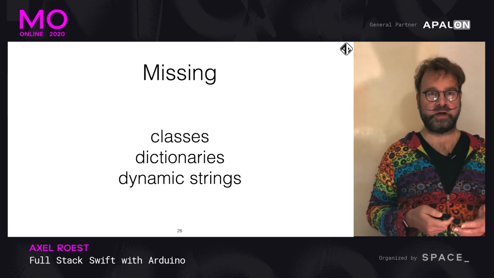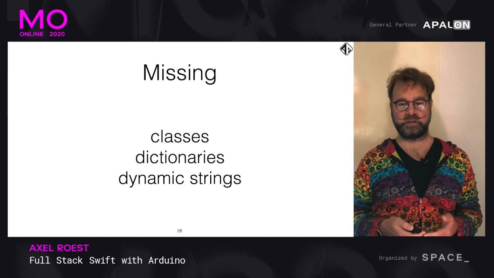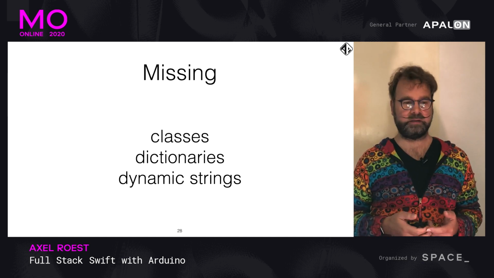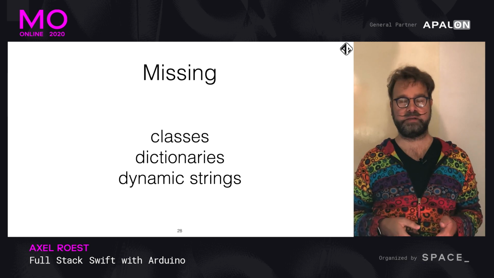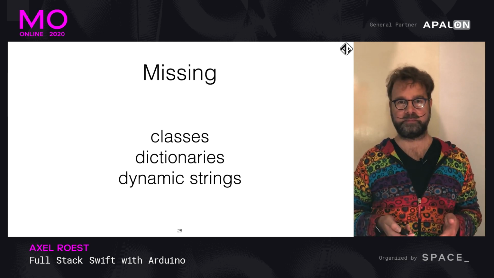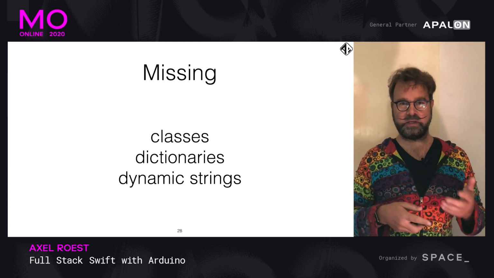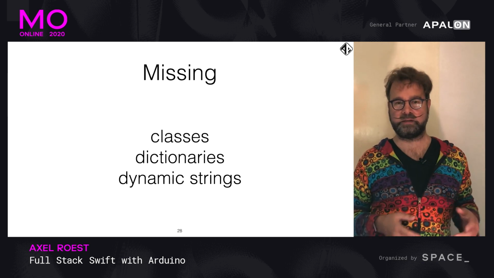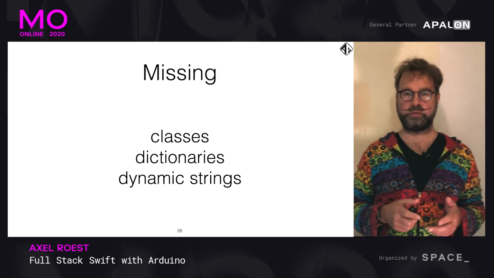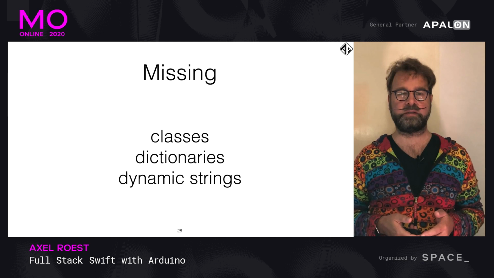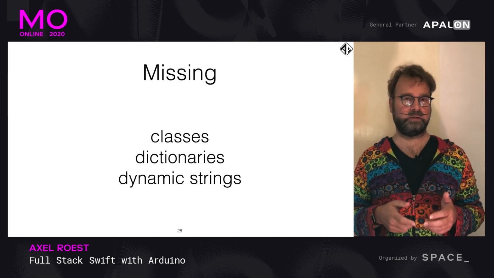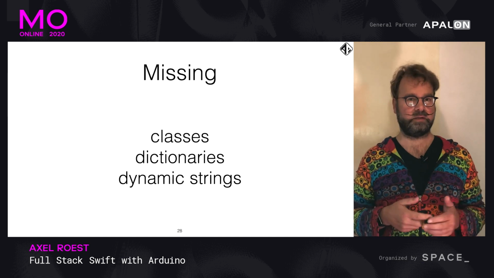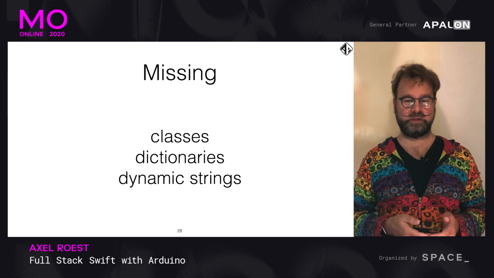Remember, your iPhone has a huge amount of memory compared to 2 kilobytes. And especially classes and dictionaries also depend on the runtime, which does things in a multi-threaded environment. And this processor does not support multi-threading, at least not in the way that we're used to. Also, dynamic strings, especially UTF-8, take up a huge amount of RAM, and we don't have that.